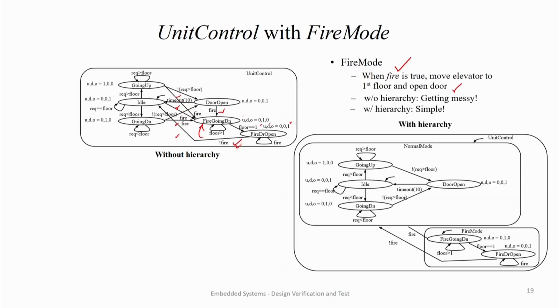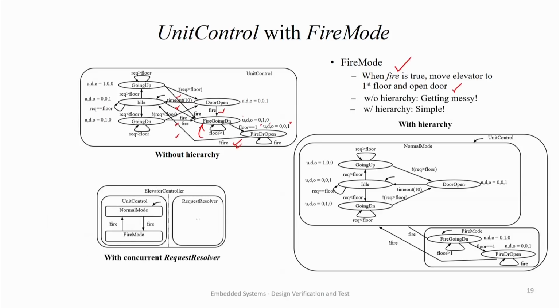Okay. So, with hierarchy, things become much simpler to represent. Now, how do we represent concurrency? This whole elevator controller has unit control and request resolver. These two execute concurrently, because these are two modules which execute concurrently. Unit control and request resolver execute concurrently together.